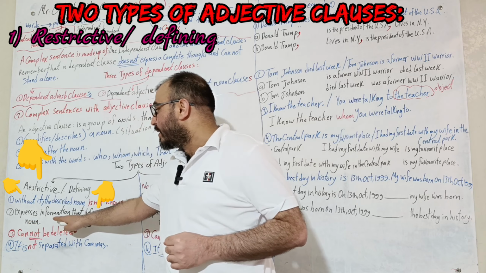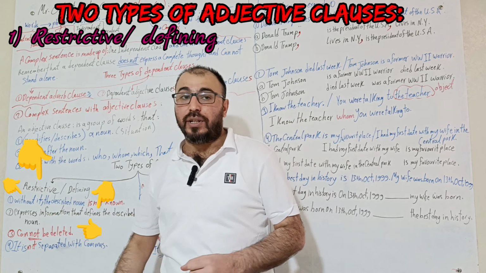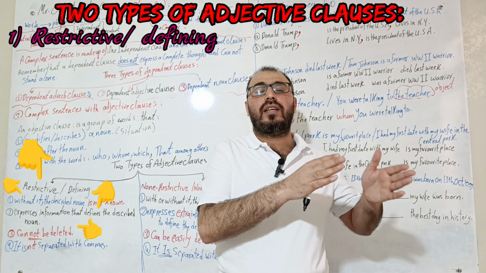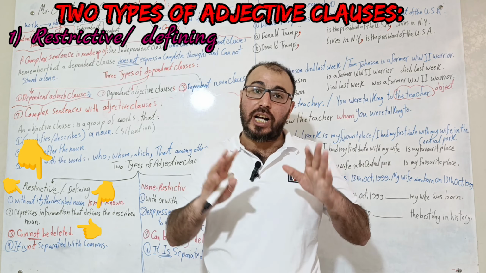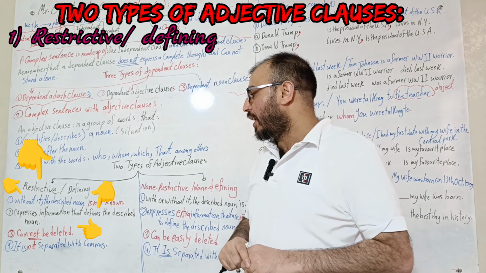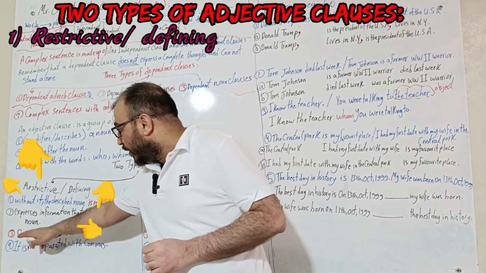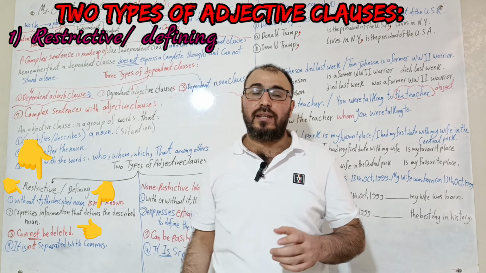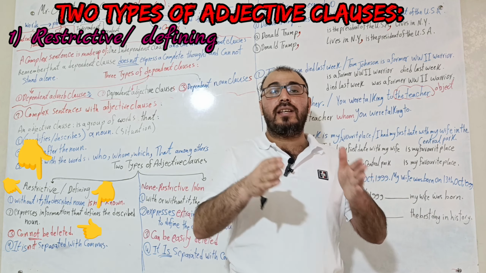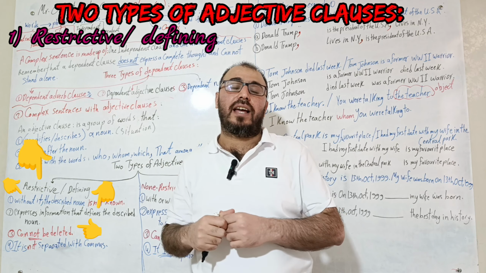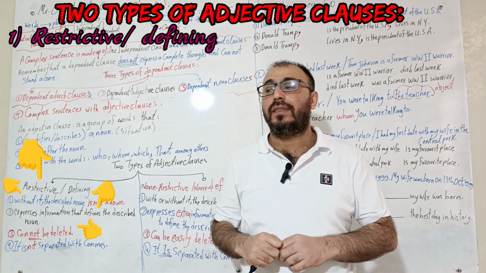So it expresses information that defines the described noun, and without it, the noun which is being modified or described is unknown and nobody can know it by itself. Number three, it cannot be deleted. Again, my friends, because if we deleted it, we would not understand or recognize the noun described.